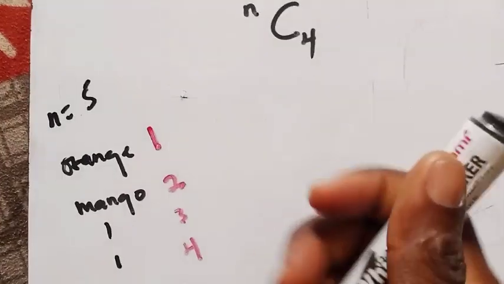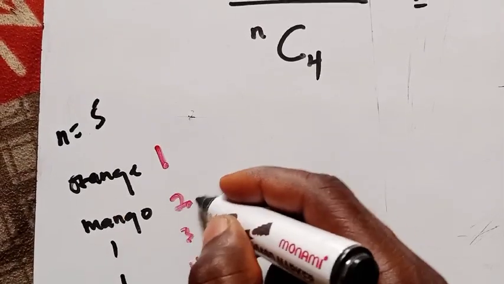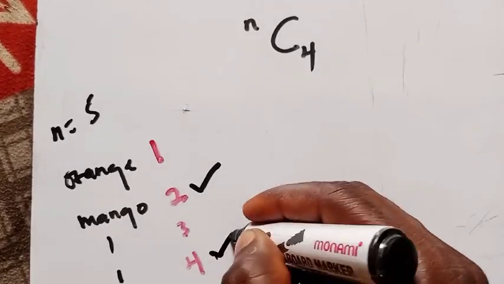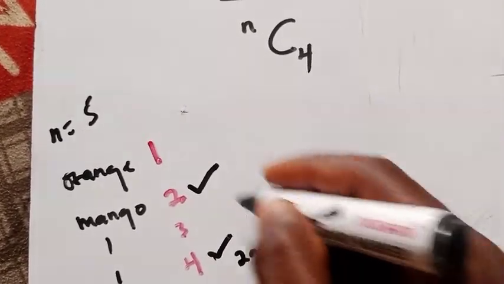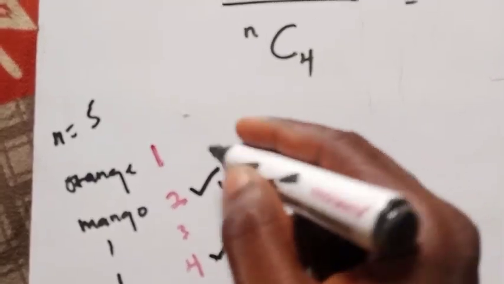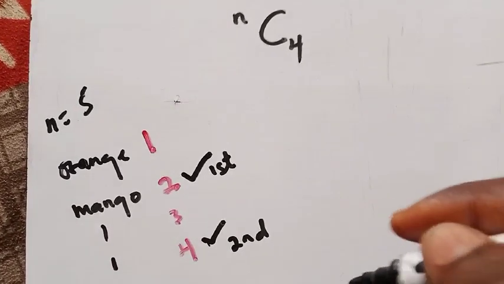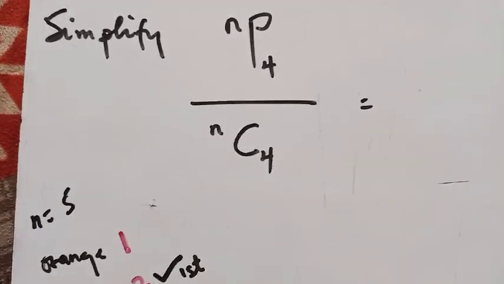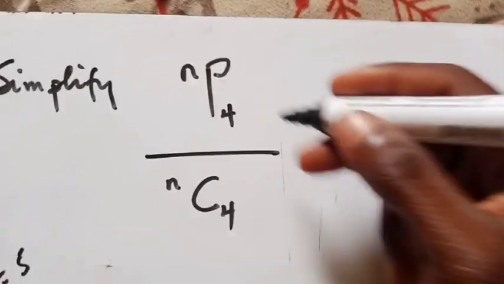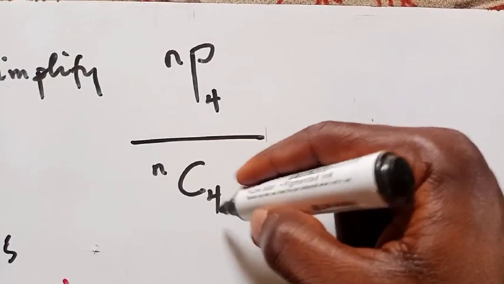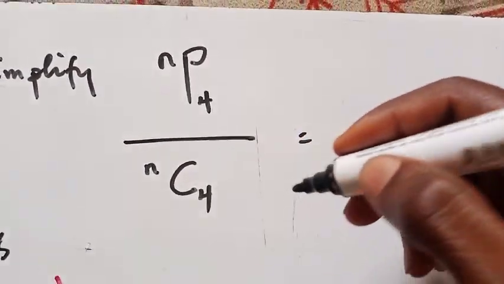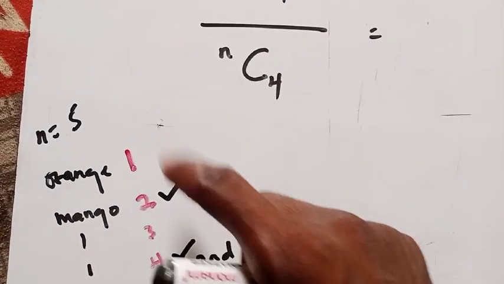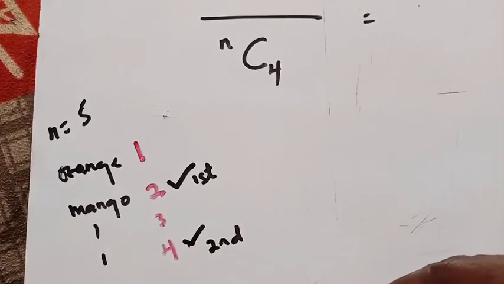Maybe someone decided to choose this mango first, and then choose this one second, so this will be the second, and this one is first, and so on. That is why under the permutation, arrangement is very, very important. The vice versa is just a combination, whereby we are not necessarily interested in the arrangement, irrespective of how you select your items.